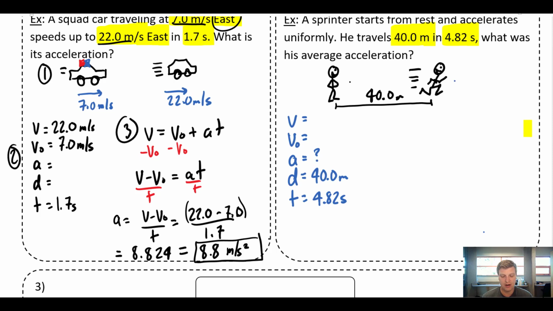And so I need one more thing. I don't know the final velocity. I don't know how fast they were going at the end. But if you think about it, I do know their initial velocity. Because if they started off at rest, well then their initial velocity was 0. They weren't going anywhere. And so because now I've got 3 variables, this is going to work. I'm going to write out my equation. D equals V naught T plus 1/2 AT squared.